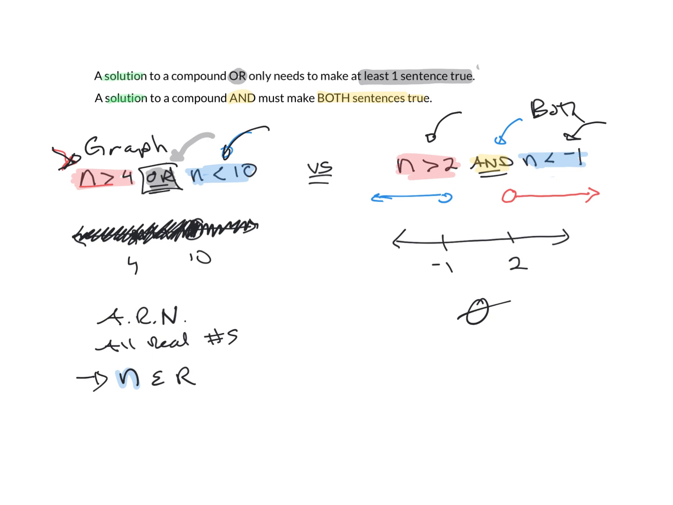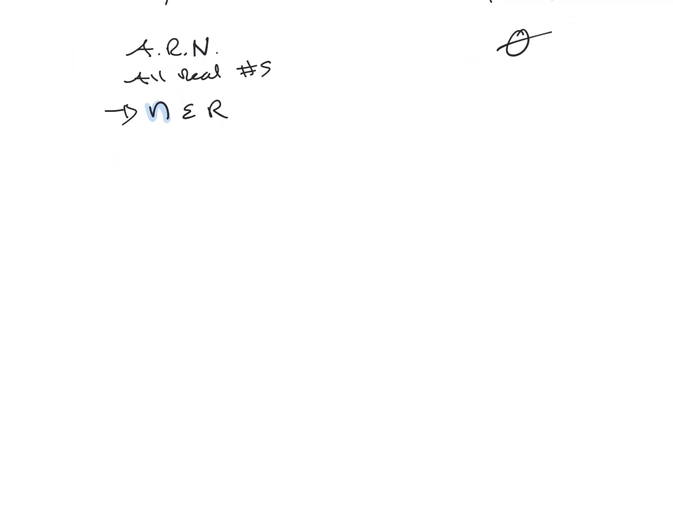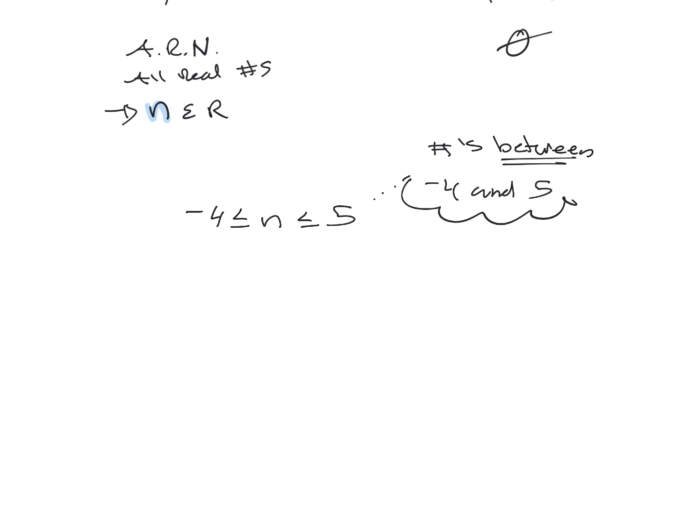Okay, let's go through and solve some sentences and then graph. Well, before we do that, let's look at the other special case. This is called a between statement. And you can read this two different ways. You can read this as numbers that are between -4 and 5. You can also read this as all numbers that are less than 5 and all numbers that are greater than or equal to -4. So you can read it two different ways.